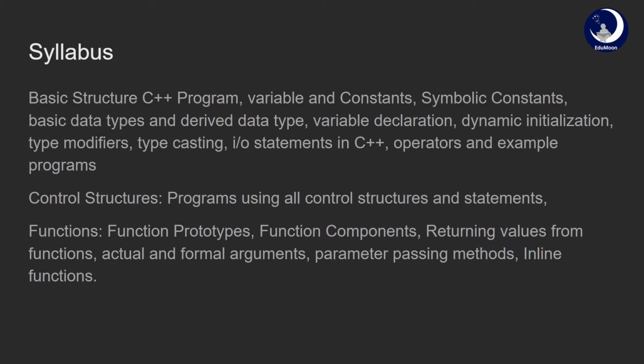The entire syllabus is divided into three parts: basic structure of C++ program, followed by variables and constants, symbolic constants, basic data types and derived data types. Then we'll be having variable declaration, dynamic initialization, type modifiers, typecasting, input-output statements in C++, followed by operators and few example programs. In the second section, we have control structures and then functions.